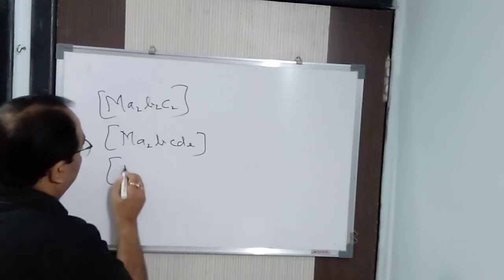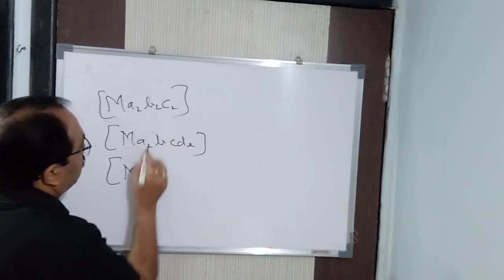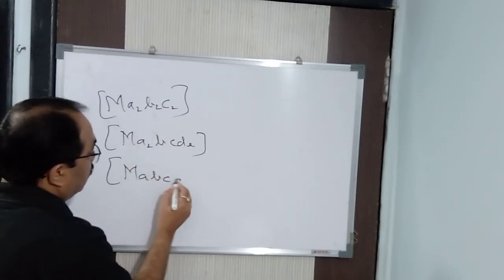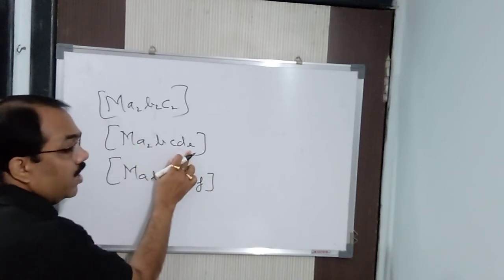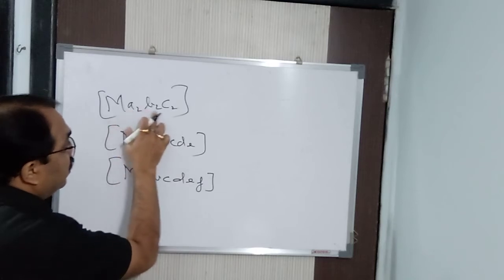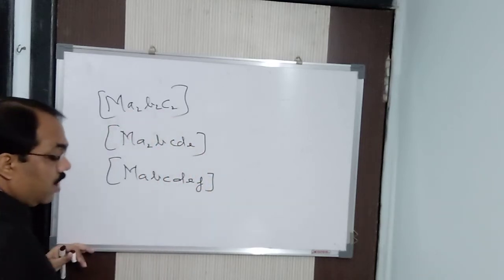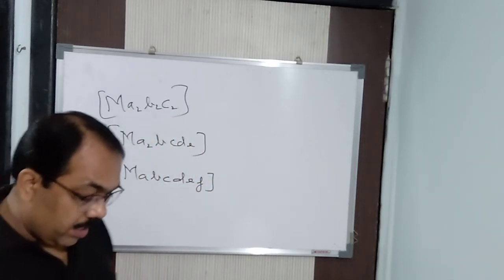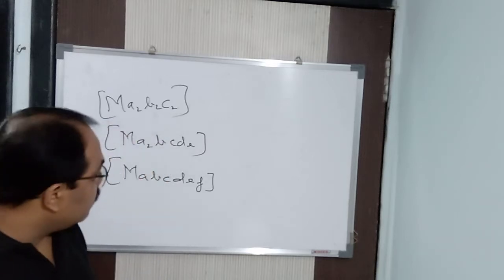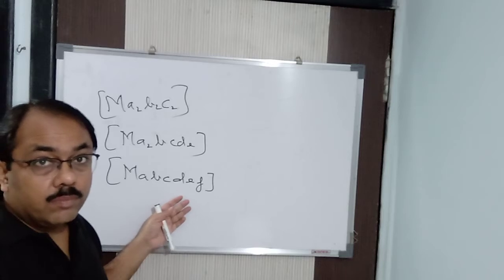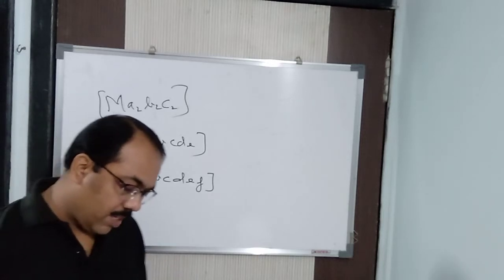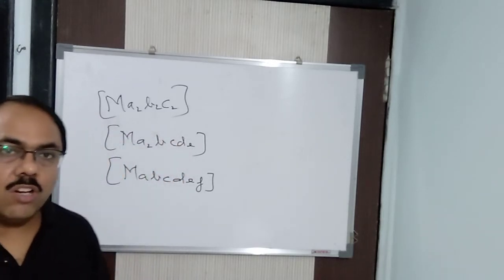Ma2BCDE. Then what you can say is that ABCDEF. Now all these are monodentate ligands or unidentate ligands. A, B, C, D, E, F, all these are monodentate or unidentate ligands. So let me tell you that this particular one does not show optical isomerism. This also does not show optical isomerism. These complexes also do not show optical isomerism.